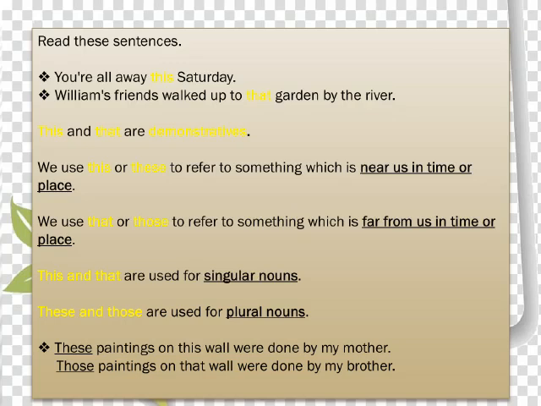We use this or these to refer to something which is near us in time or place. We use that or those to refer to something which is far from us in time or place. This and that are used for singular nouns, whereas these or those are used for plural nouns. For example, these paintings on this wall were done by my mother, and those paintings on that wall were done by my brother.